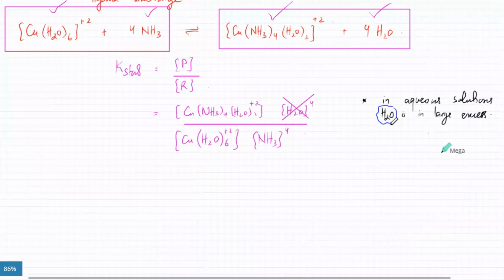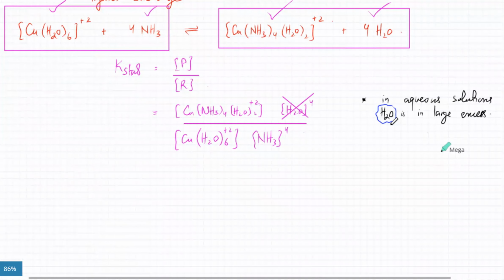But remember this: whenever you have an equilibrium and the solution is aqueous, what this means is water is in large excess. So if you have, let's say, 0.1 moles of this particular complex, and 0.2 moles of this complex, and a few moles of this complex are produced, and the whole solution is made up of water. So let's say there are 1,000 moles of water.